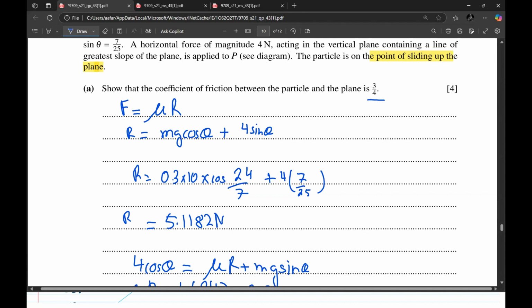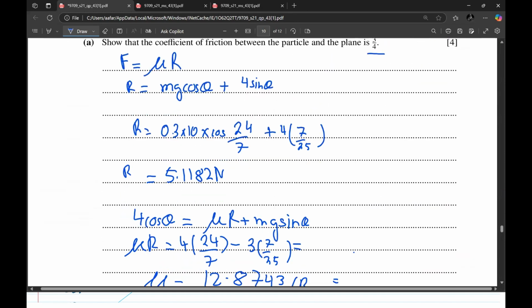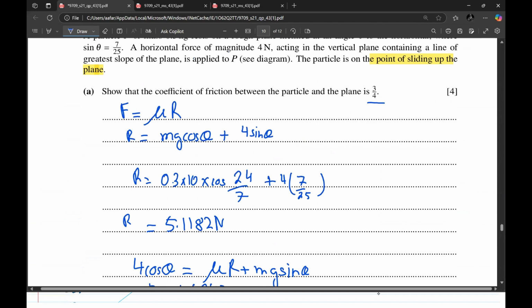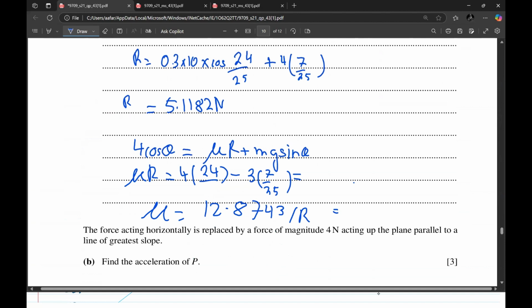Hold up. Oh, I'm sorry. Cos is basically 24 over 25, not 24/7. So the cos is 10. I mean, not even 10. Not even. There we go.